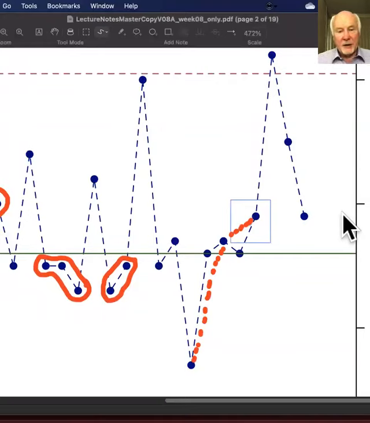So we have a run of 5 there, but we actually need a run of 9 to be able to say that we're 95% confident there's a shift in the median. And I'll explain to you in a moment where that 9 comes from. But that's what we're looking for. So that's the run test.